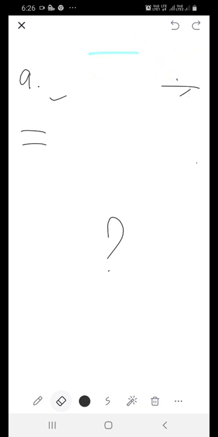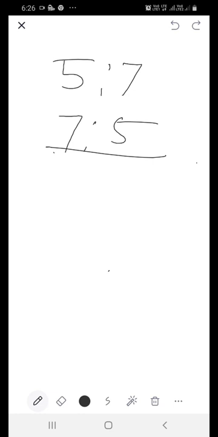Now reciprocal, you are very familiar with the word reciprocal. Reciprocal ratio means, suppose the ratio is 5:7. Reciprocal means change the terms. It will become 7:5.